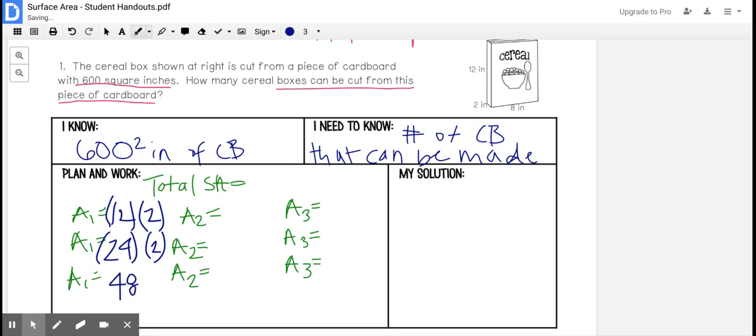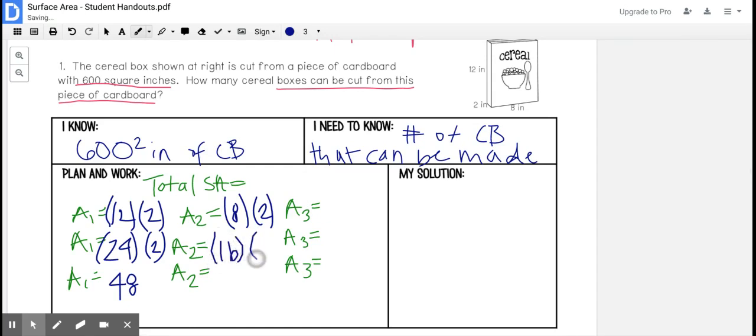So that is our first area. So we'll do our second one. Our second one, let's do the top and bottom. So length times width, we've got 8 times 2. So we're going to write that in where it says A2. 8 times 2. And so 8 times 2 we know is 16. So we're going to write that on the second line.